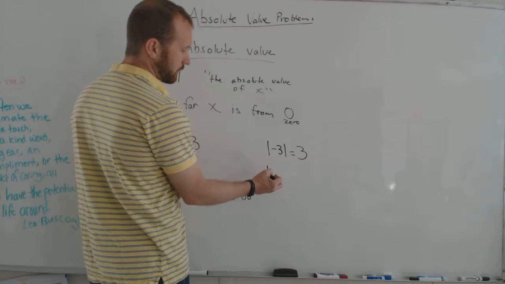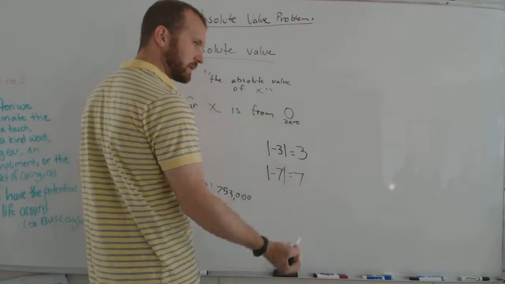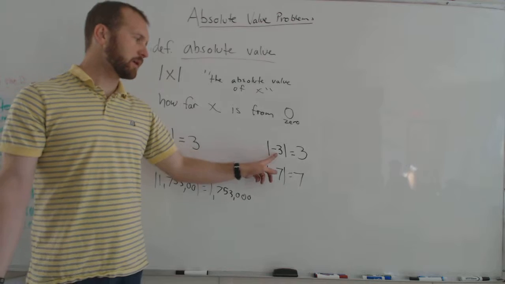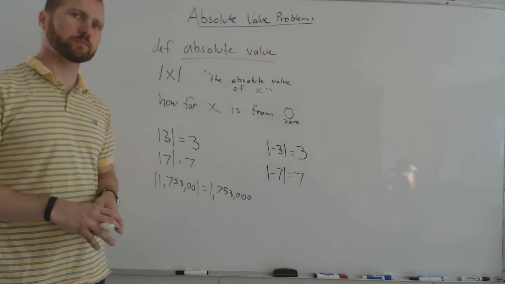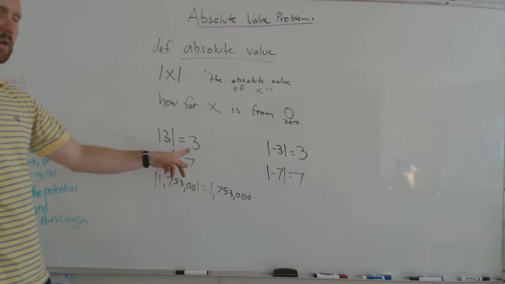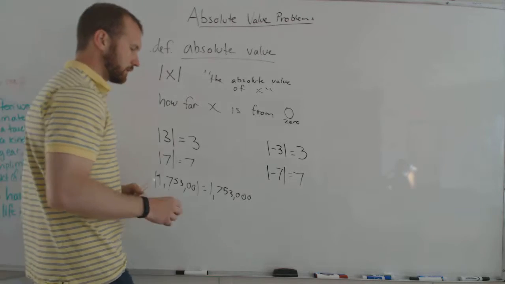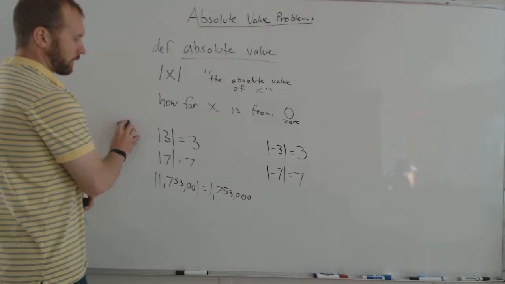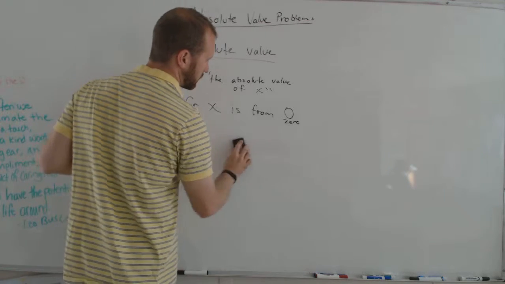What is the absolute value of negative 7? 7. Positive 7. Yeah. So the absolute value of a negative number is just the positive version of that number. So it's always going to be positive. The answer to an absolute value shall always be a positive number. That's right.